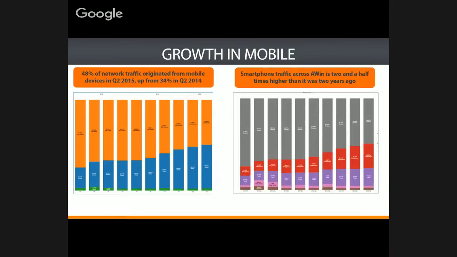Also, another interesting takeout on this is that smartphone traffic, so just phone traffic across Affiliate Window, is now 2.5 times higher than it was 2 years ago. And again, it highlights just the significant growth in the way users are accessing our links and the way users are accessing publisher sites, because traffic for us is click-throughs from publisher sites. So much of the traffic that we are seeing is now accessed via a mobile device, via a smartphone or a tablet, and that's really something for our publishers to take away as much as it is for us.